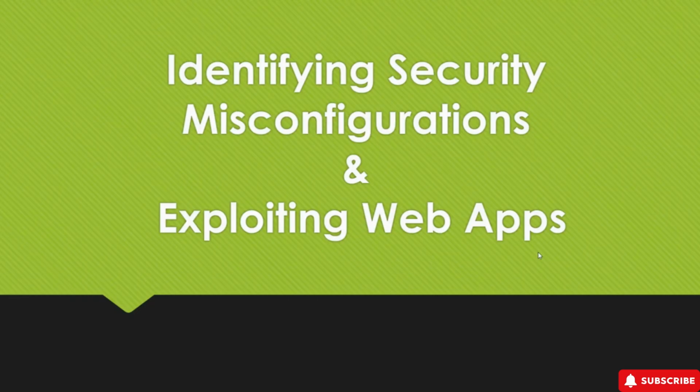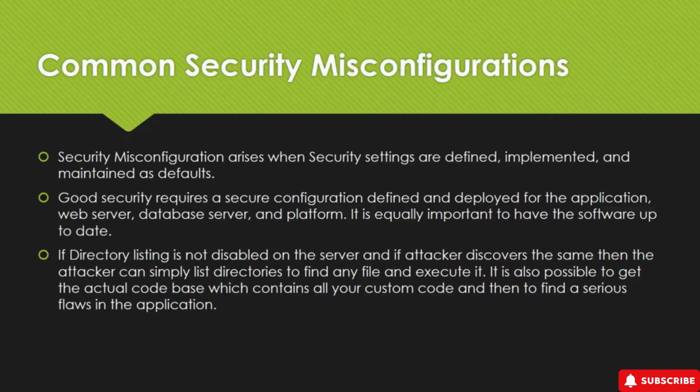In this program, we will talk about identifying security misconfiguration and exploiting web application. So, first of all, we'll see what are common security misconfigurations. Security misconfiguration arises when security settings are defined, implemented, and maintained as default. Good security requires a secure configuration defined and deployed for the application, web server, database server, and platform. It is equally important to have the software up to date.